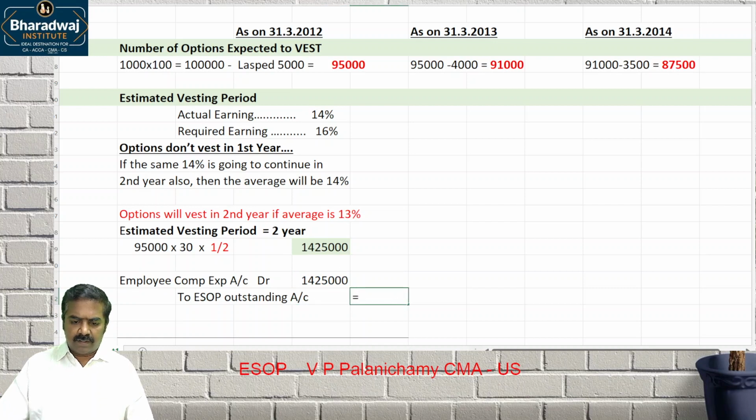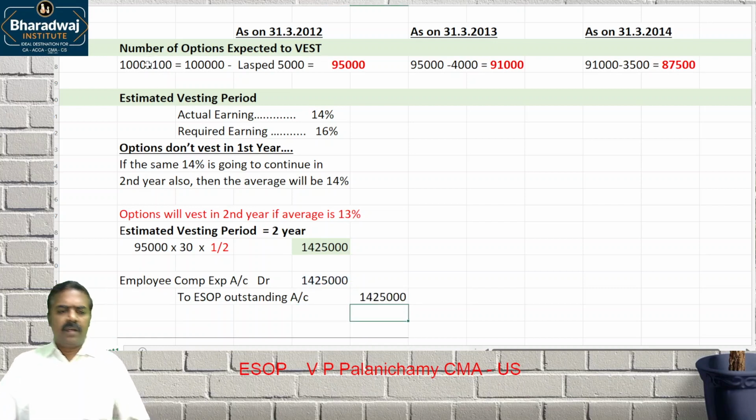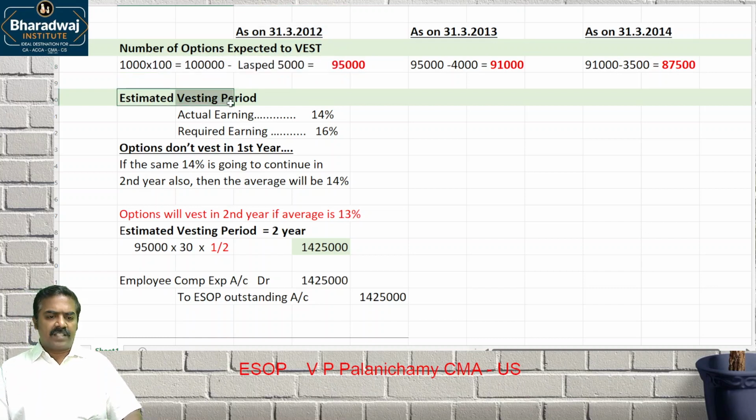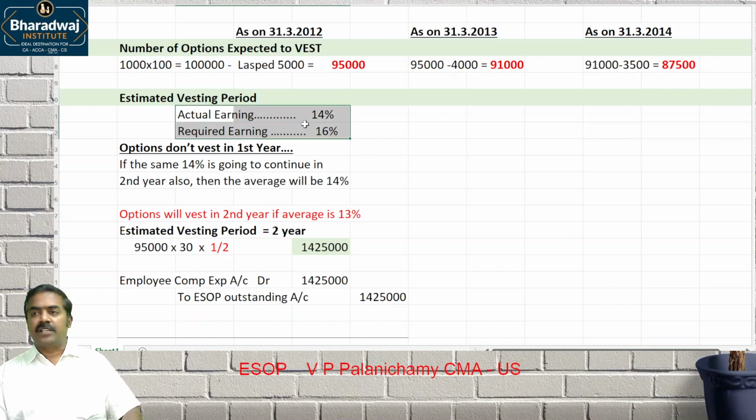14,12,500. Once again I repeat. Out of 1 lakh options, options already lapsed, how much? 5,000. So what is options outstanding? 95,000 as on 31st March 2012. What is the estimated vesting period? Actual earnings are only 14%.